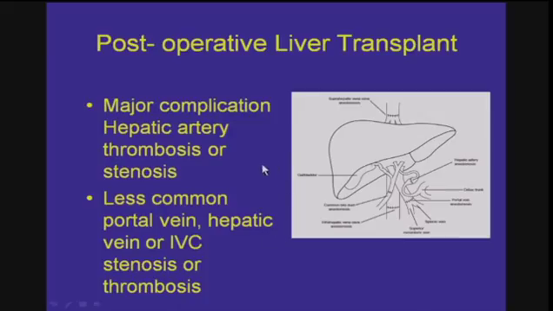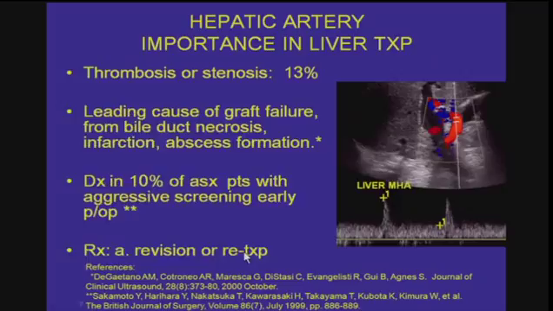And the major complication we're going to be looking for initially in the liver transplant is the hepatic artery, and it can be either completely thrombosed or narrowed, which means stenosis. The less common complications are actually on the venous side, including the portal vein, hepatic vein, or IVC.